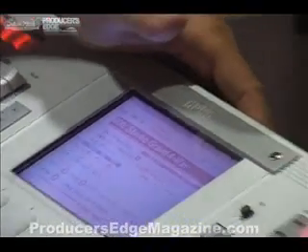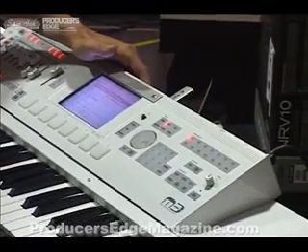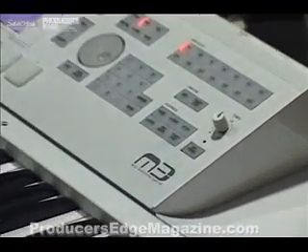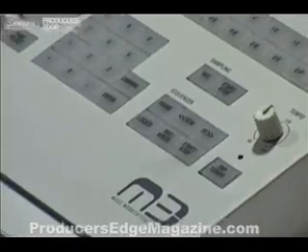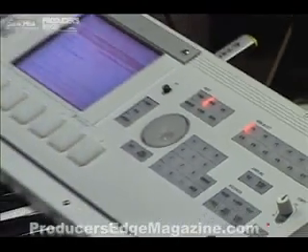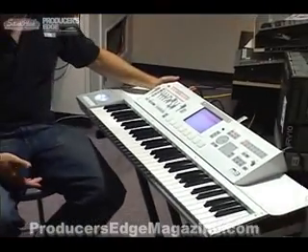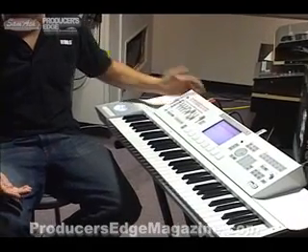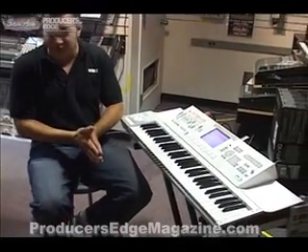M3 is the third generation of workstations from Korg. We are going to shake things up again. We've got some technology from the Oasis. We've got some brand new stuff. The first thing you notice from the Oasis is the sound engine itself. It's called EDS, Enhanced Definition Synthesis.